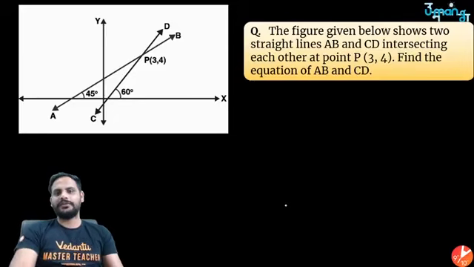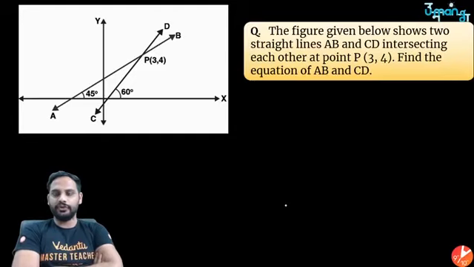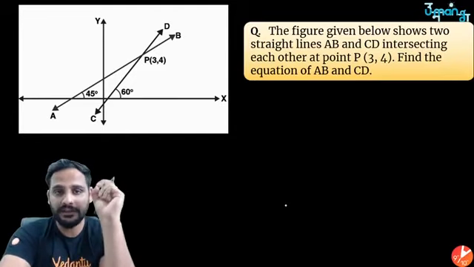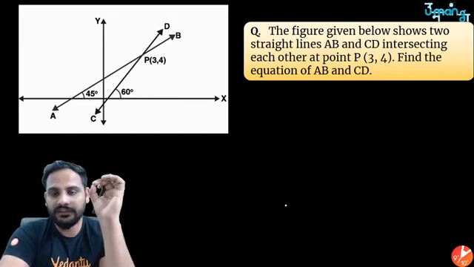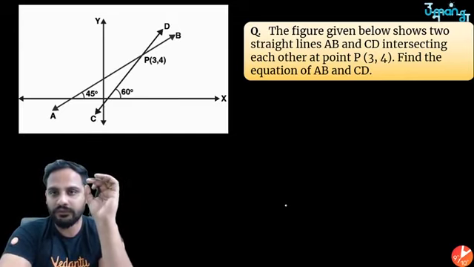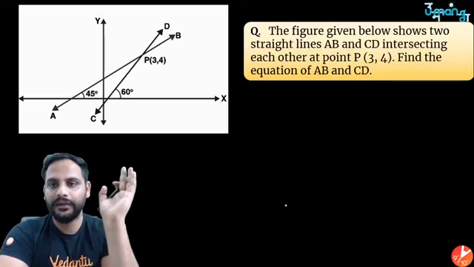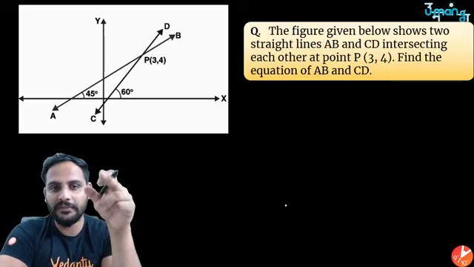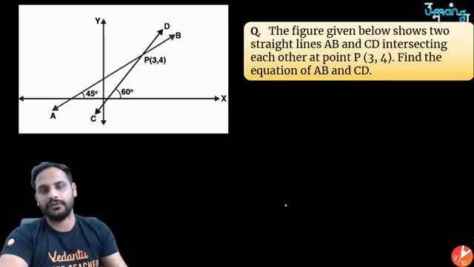ठीक है, next question देखो. In the figure given below shows two straight lines AB and CD intersecting each other at point P. दोनों लाइंस जो है बेटा, both the lines जो है वो दोनों intersect कर रही है point P पे, जो कि है 3,4 पे है. फाइंड द इक्वेशन ऑफ ए बी एंड सी डी. ए बी और सी डी की इक्वेशन बताओ, तुमको ये बोल रहा है.